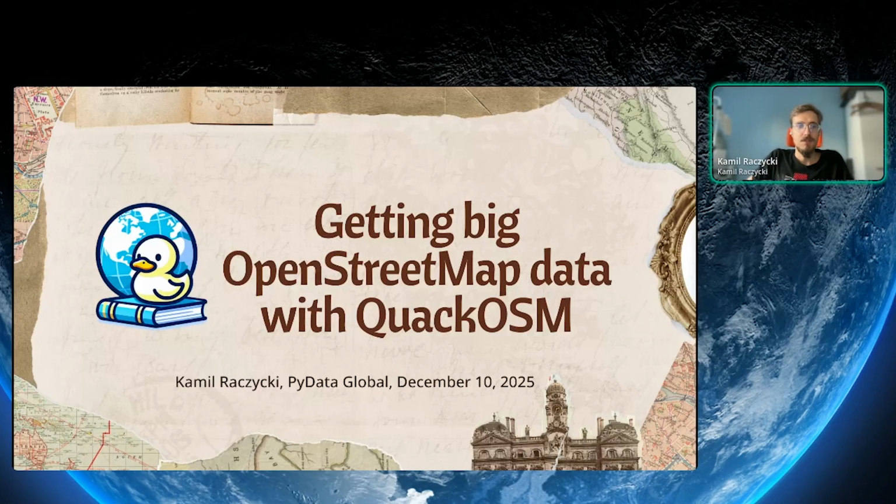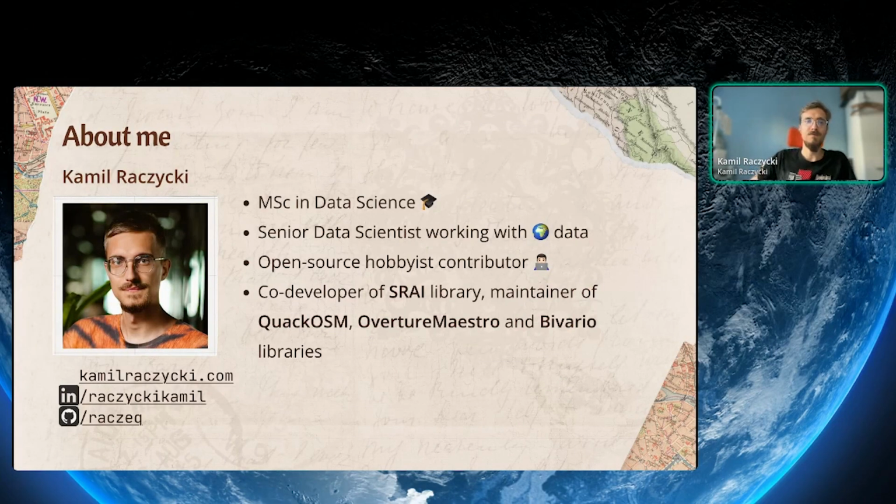Okay, so first some words about me. My name is Kamil. I studied computer science and data science. Currently, I'm working as a senior data scientist, specializing in geospatial data. As my hobby after work, I am an open source contributor. I'm co-developing a Thrive library, and I'm developing three libraries myself: QuackOSM, Overture Maestro, and Bivario. You can find me on LinkedIn and GitHub.